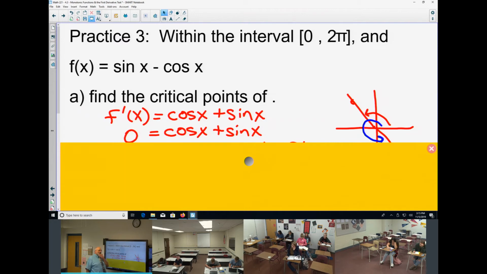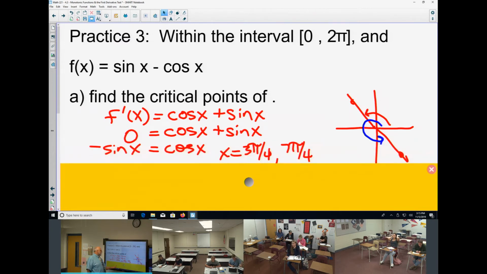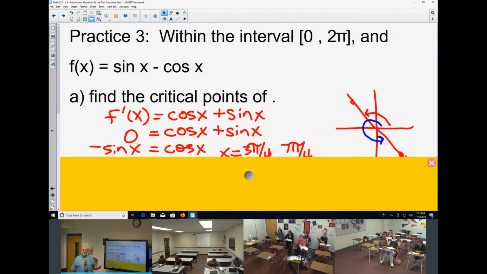Sometimes when you have a trig function and you're trying to solve it, you can factor, you can do a lot of different things. But this is kind of tough because you can't really factor it. So what you have to do is reason it through: bring one of these over to the other side and ask, where is the cosine equal to the negative of the sine?